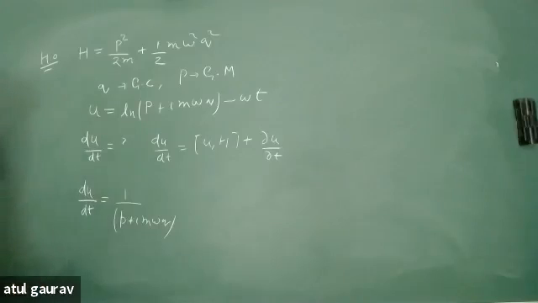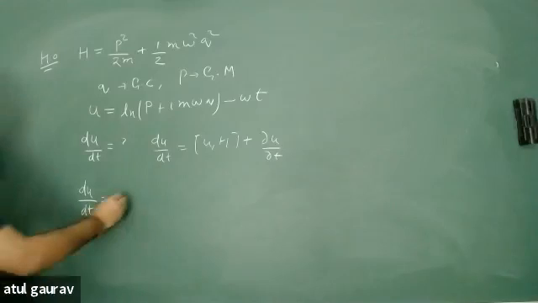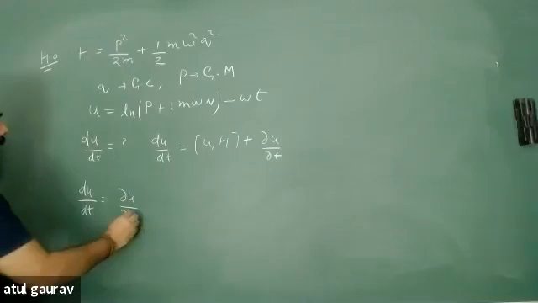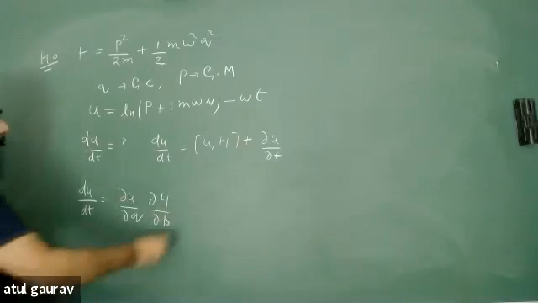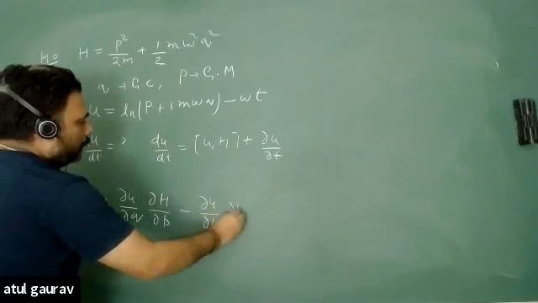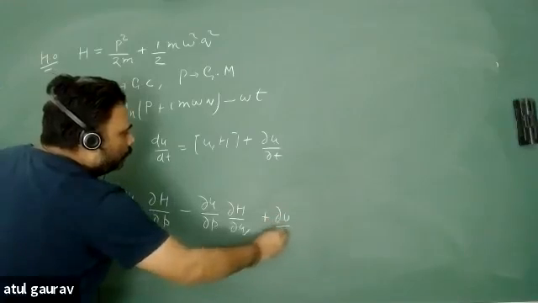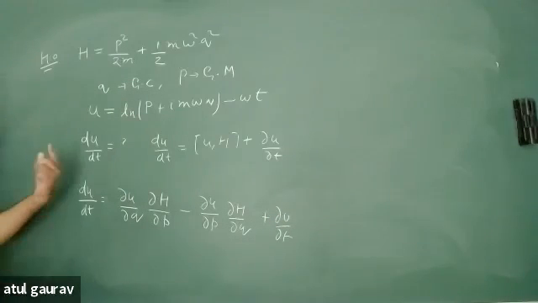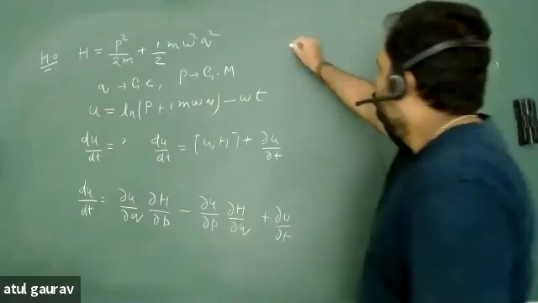So I will just write the first formula, then we can calculate it. So what will be this thing? du/dt = ∂u/∂q ∂H/∂p − ∂u/∂p ∂H/∂q + ∂u/∂t. So just go for the equation. I am just doing this calculation here.